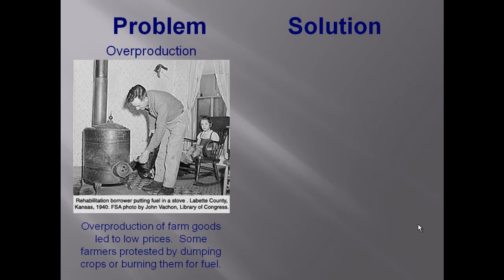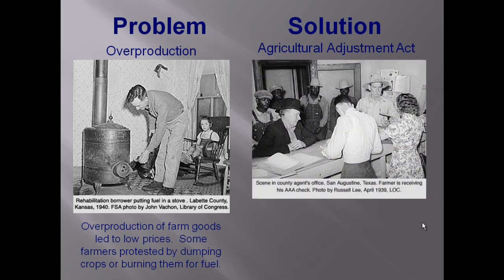Another issue is overproduction. After World War I ended, farmers were still producing the same amount, and the same amount was not needed anymore because we weren't supplying the Allies overseas. So overproduction of farm goods led to low prices, and some farmers protest by dumping crops, burning them for fuel. Roosevelt suggested the Agricultural Adjustment Act. This allowed farmers to receive subsidies in exchange for limiting their production. This was part of recovery.